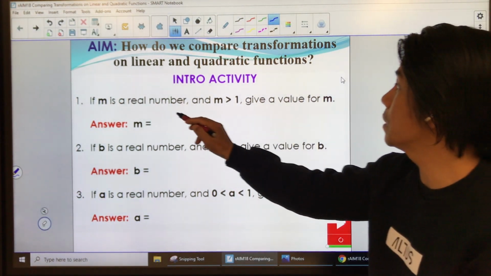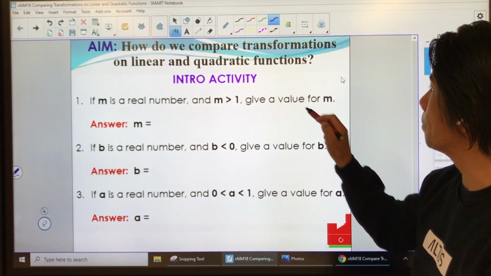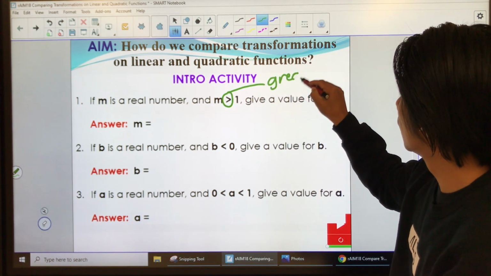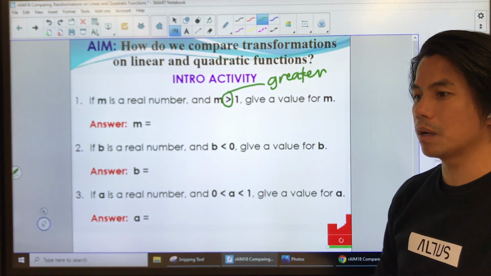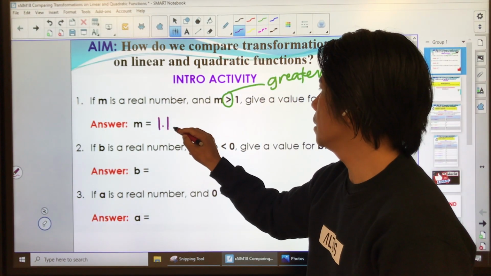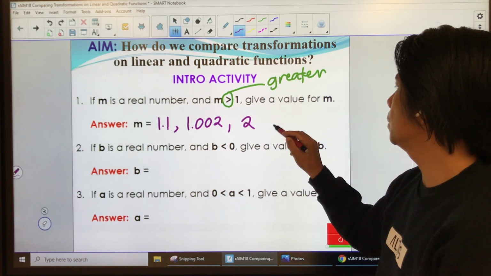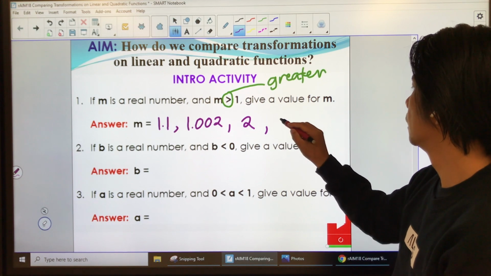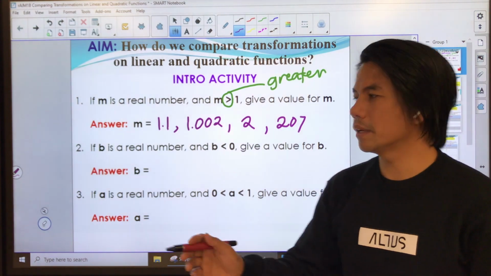It says if m is a real number and m is greater than 1, give a value for m. So when we say greater than 1, that means it's higher than 1. So it could be 1.1, 1.002, it could be 2, it could be positive 207, right? So any number greater than 1.